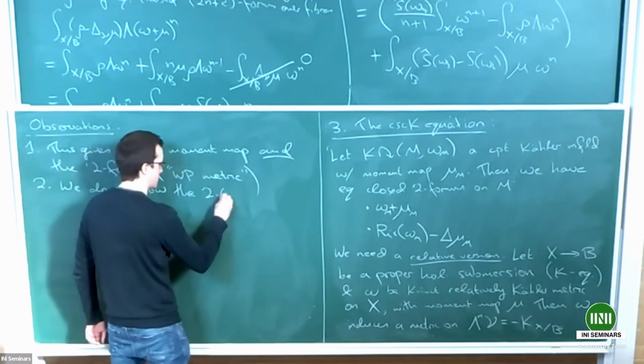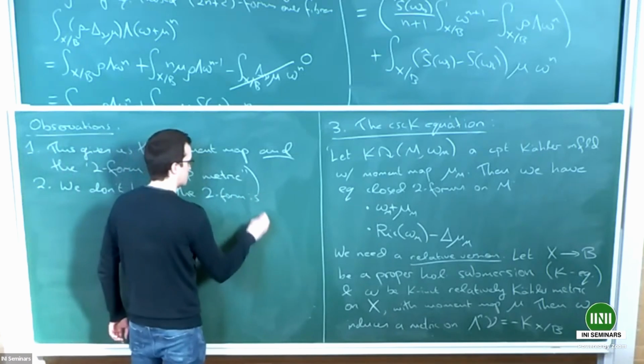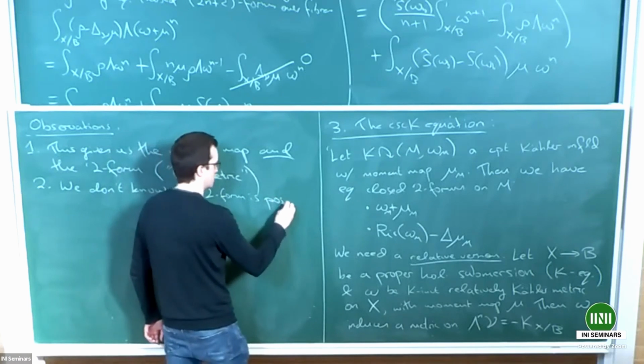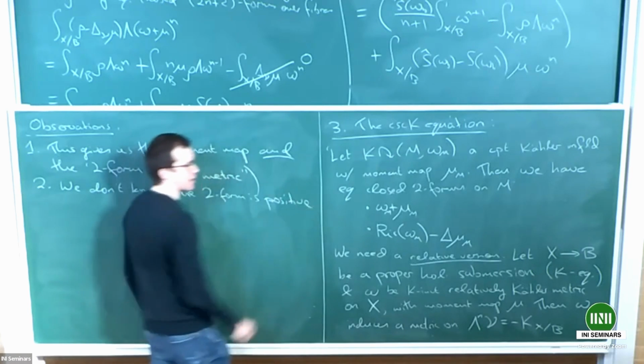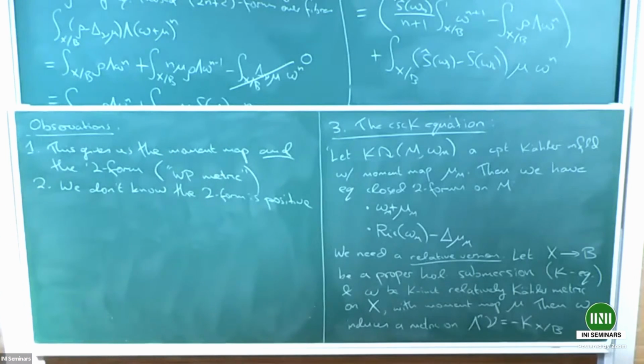So we don't actually know the two form is positive, i.e. symplectic. All we get is some two form plus a function, which is a moment map for that two form. But we don't know that the two form is positive.